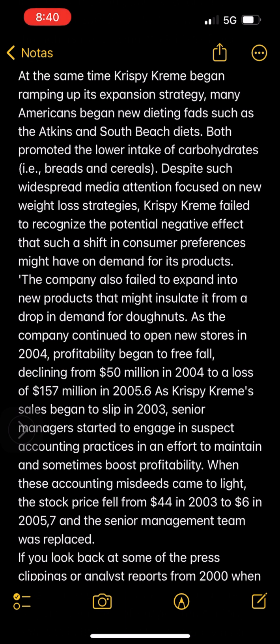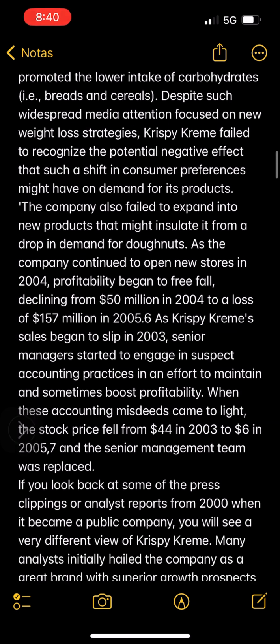As the company continued to open new stores in 2004, profitability began to free fall, declining from $50 million in 2004 to a loss of $157 million in 2005, as Krispy Kreme's sales began to slip in 2003. Senior managers started to engage in suspect accounting practices in an effort to maintain and sometimes boost profitability. When these accounting misdeeds came to light, the stock price fell from $44 in 2003 to $6 in 2005, and the senior management team was replaced.